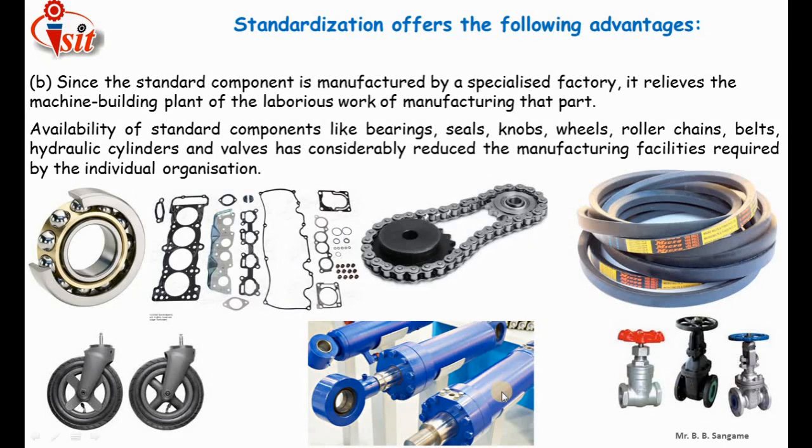We need not design the belt; we just have to select the belt, sprocket, bearings, etc. from the manufacturer's catalog, and many companies have provided their own catalogs. So from that catalog, according to your application, you can select the standard component. Ultimately, these manufacturers have reduced the time and cost of the individual organizations that manufacture the machines.